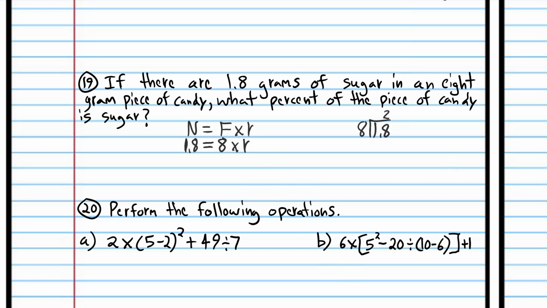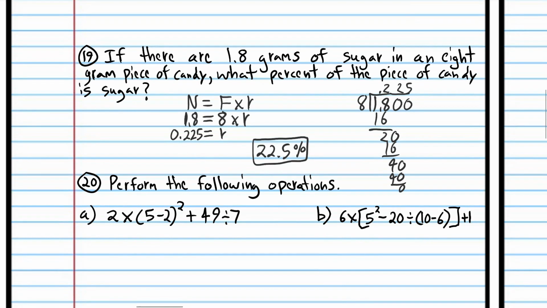Goes in 2 times. Subtract. Bring down a 0. 2 times again. Subtract. Goes in 5 times. Decimal straight up. And R equals 0.225. But that's not the answer. They're looking for percent. Remember, R is always written as a decimal, so we have to move it 2 places over, and the final answer is 22.5%. So 22.5% of that candy is sugar.